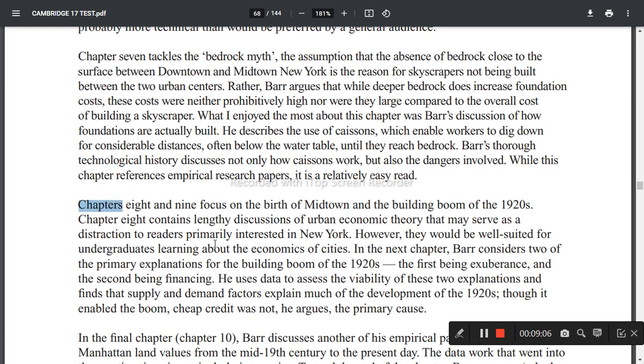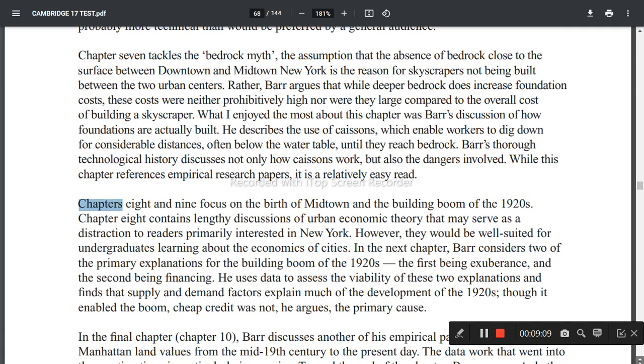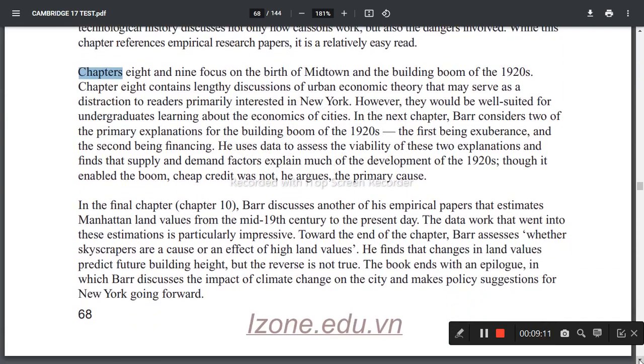While this chapter references empirical research papers, it is a relatively easy read. Chapters 8 and 9 focus on the birth of Midtown and the building boom of the 1920s. Chapter 8 contains lengthy discussions of urban economic theory that may serve as a distraction to readers primarily interested in New York. However, they would be well suited for undergraduates learning about the economics of cities.